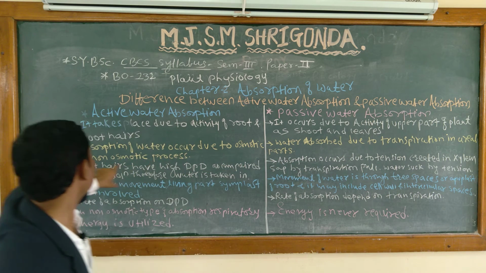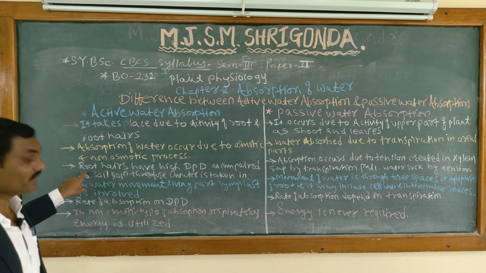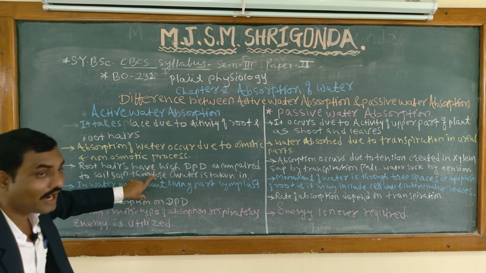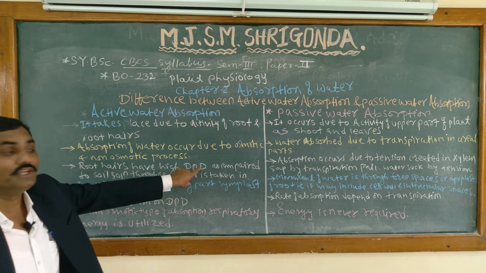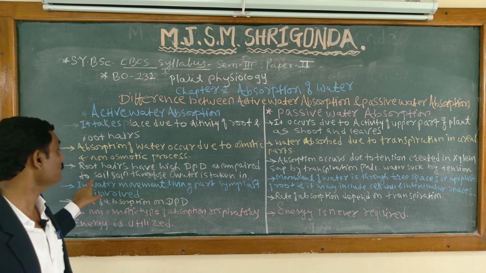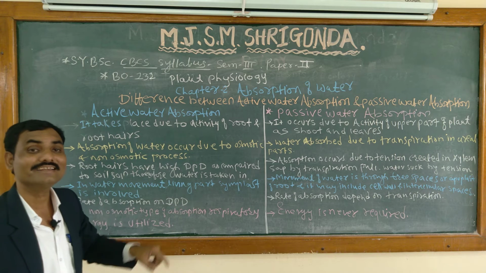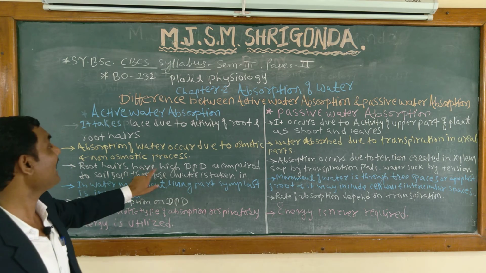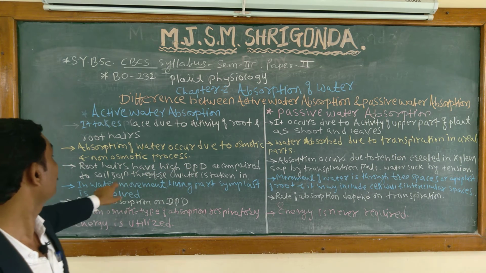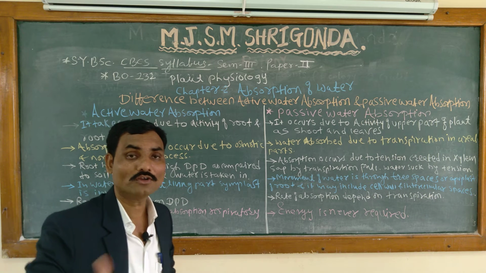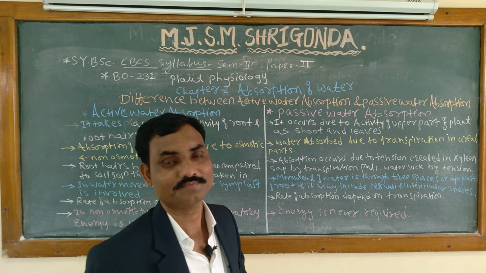Then the third point is that root hairs have high DPD as compared to the soil solution. Therefore, water is taken inside. Due to high DPD, water moves inside the roots.